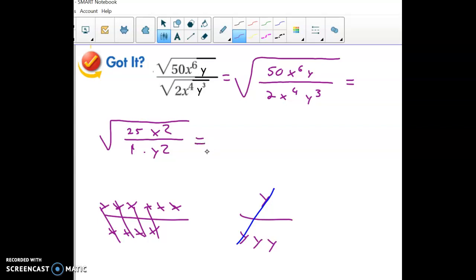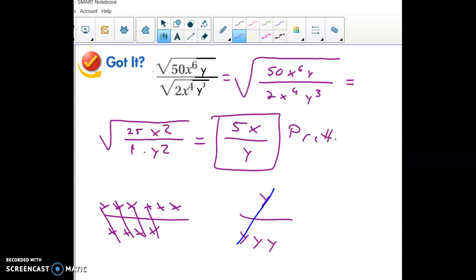And from here, you can take the square roots of all of these. So square root of 25 is just 5. Square root of x squared is just x. And the square root of y squared is just y. And the 1 really doesn't do anything. Times 1 doesn't affect the question. So this cleans up nice and pretty to 5x over y. So if you want to label this, that's pretty.